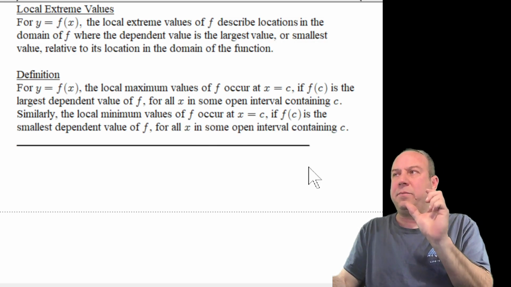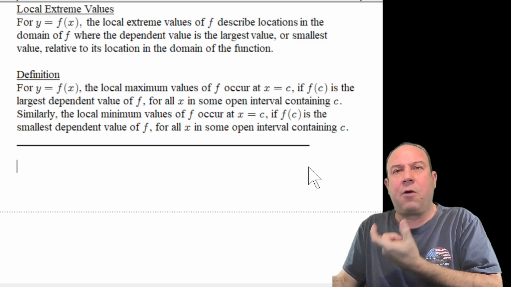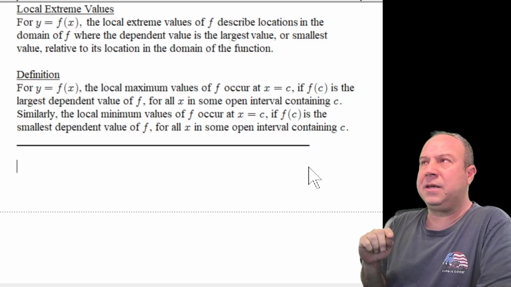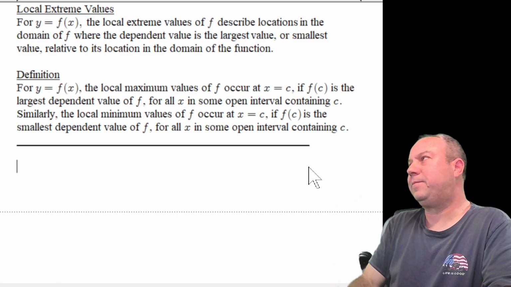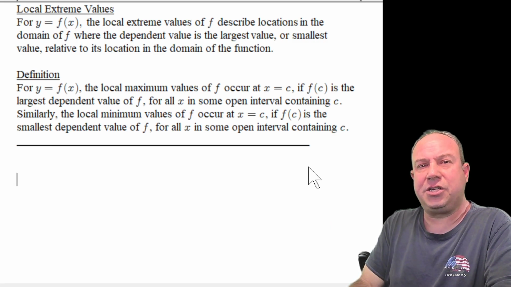We only have to be the largest or smallest value in some open interval around our value where we see this extreme value, as opposed to being the largest or smallest value in our entire domain. That is where we do see some difference in the two by definition.